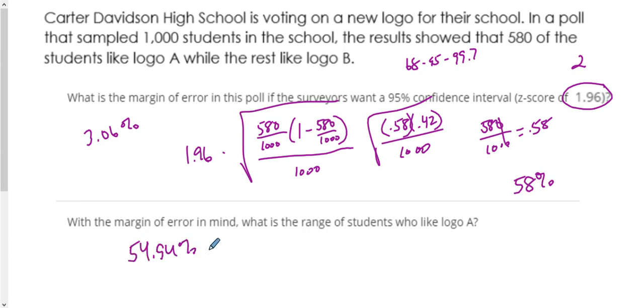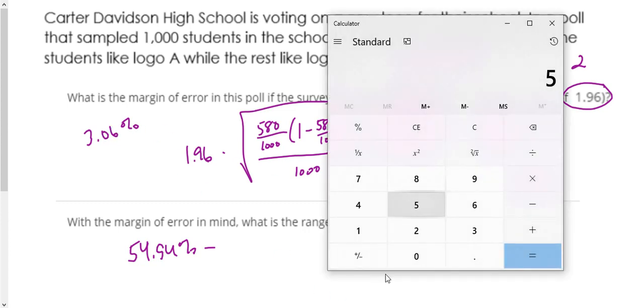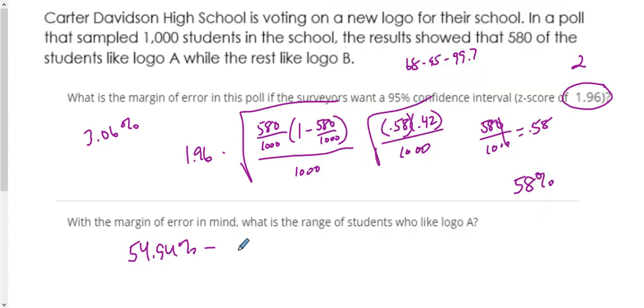All right. 54.94%. And then we're going to take this 58 and add this. And I'm going to do the second one slightly different. I'll do the 58 plus 3.06 because you can do it as percentages or you can do it as decimals. It doesn't really matter. So 61.06%. Okay, so this should be your answer on that second part on that particular question. All right.